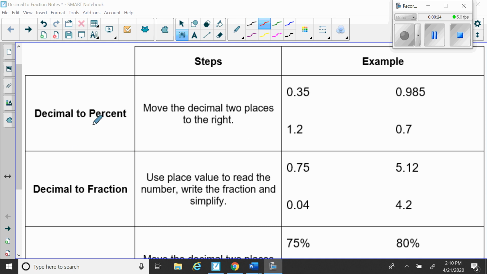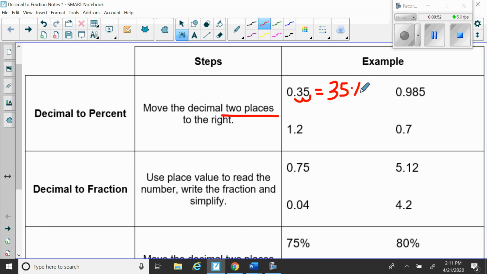So going from decimals to percent, all you have to do is move the decimal 2 places to the right, because remember, percent is out of 100. And this we would read as 35 hundredths. So we need to move that decimal past the hundredths place to get our percent. So if we were to do that here, then 35 hundredths is 35%.